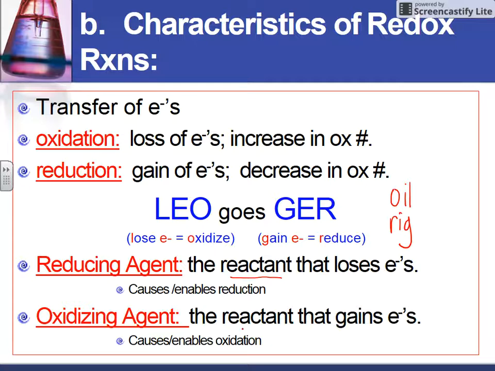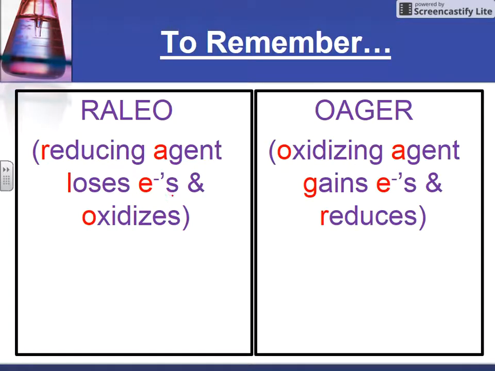The oxidizing agent is the reactant that gains electrons. So in the process of gaining electrons, it's causing or enabling the opposite process to occur, oxidation. Now this can be a little confusing, so here's another mnemonic device to help you remember.